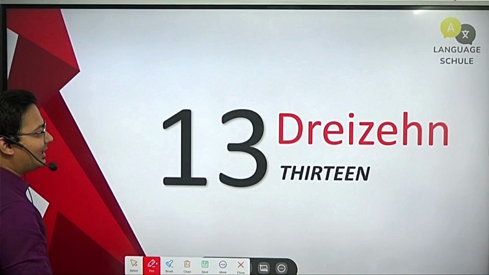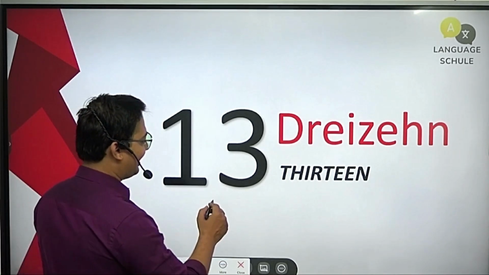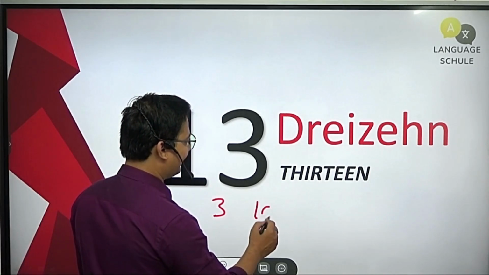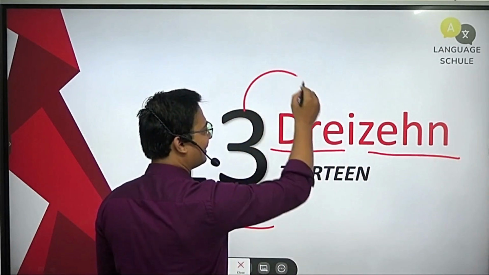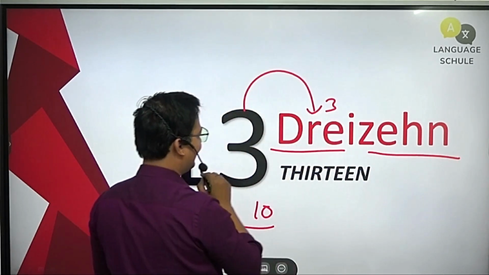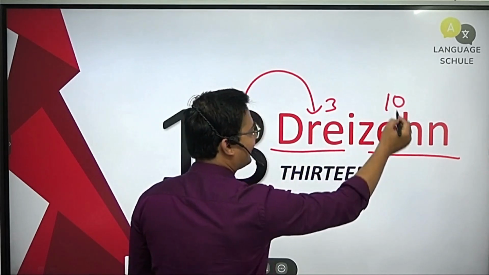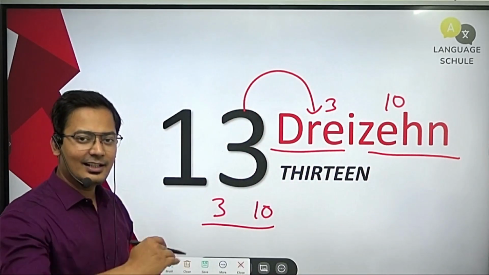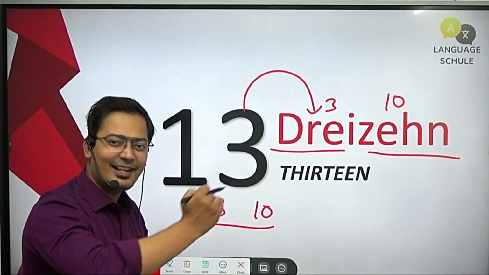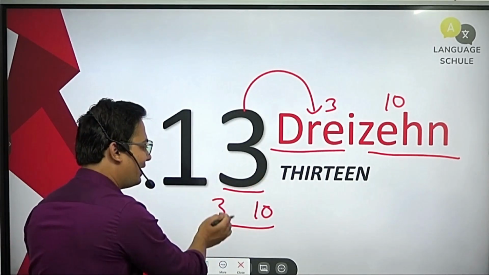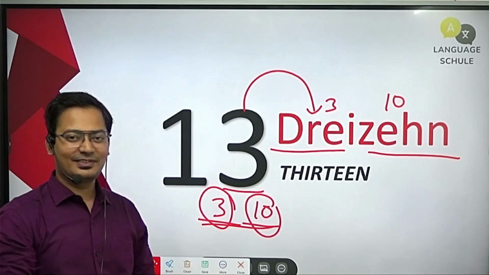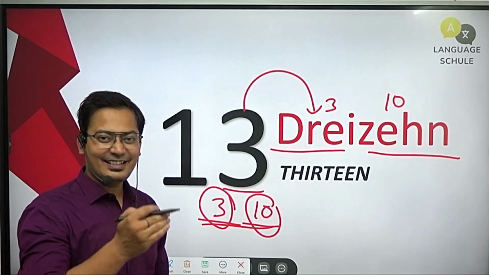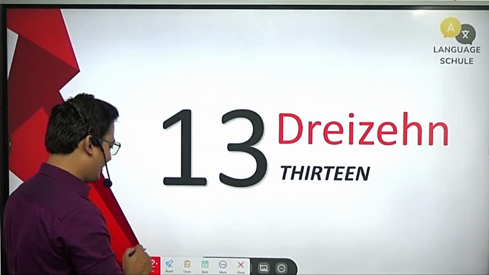13 is 3 and 10. 3 and 10, so drei, zehn. 3 is drei and 10 is zehn. Drei, zehn. 13. We know 3, we know 10. So drei, zehn is 13. Now move to the next one, 14.